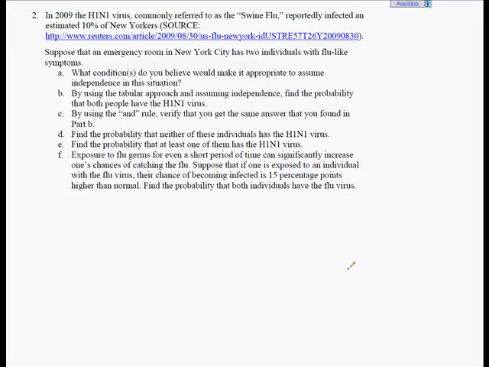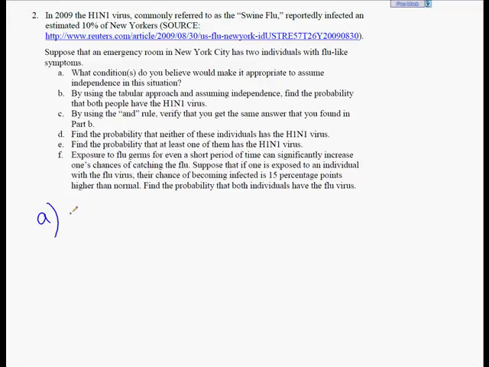The first question asks us, what conditions do you believe would make it appropriate to assume independence in this situation? Well, there are a lot of different things, but primarily the one that we could probably think of is that these two people don't have contact with each other. So we'll just list that one. You could probably think of some more creative ones.